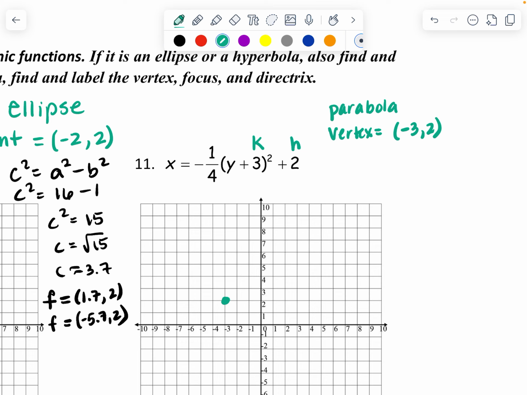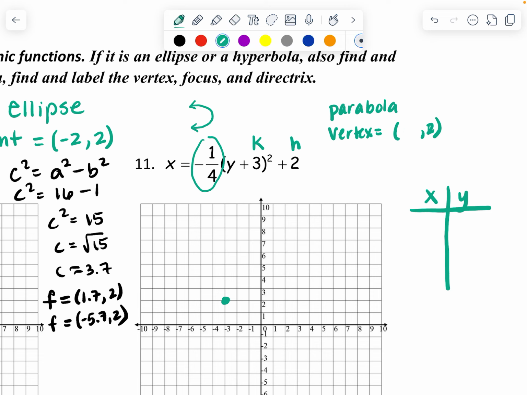Well, because the A value here is negative, that means it's going to open to the left because this is an X equals parabola. So let's go ahead and plug some points in. And you guys, on this one, on the test, I actually put a little XY chart in for you so you can actually plug some of those points in. So what I like, oh, I messed this up.